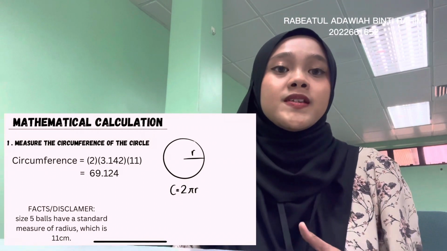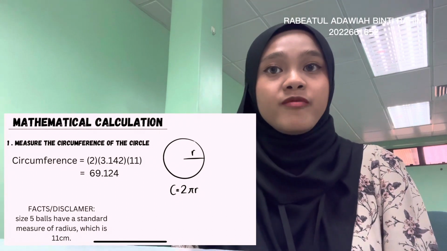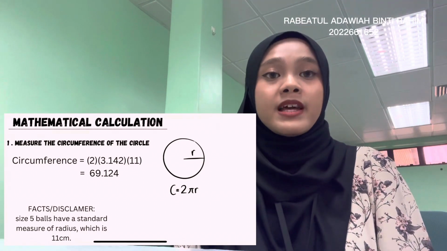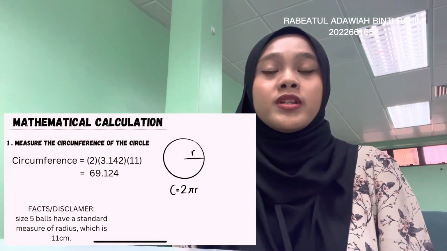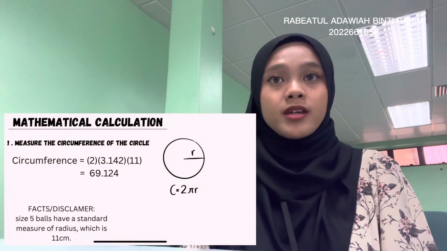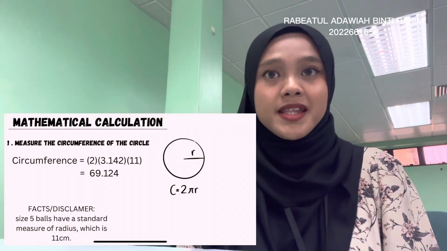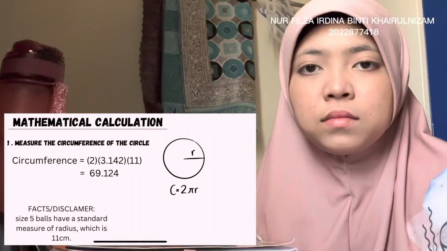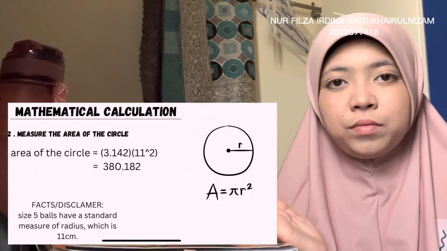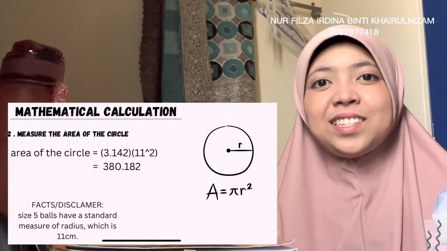So here is the disclaimer. Size 5 balls have a standard measure of radius, which is 11 cm. So that's why in the formula, for the r, we use 11. Therefore, our circumference is 69.124. As you can see on this slide, this is to measure the circle of a football. Fact: size 5 balls have a standard radius of 11 cm.